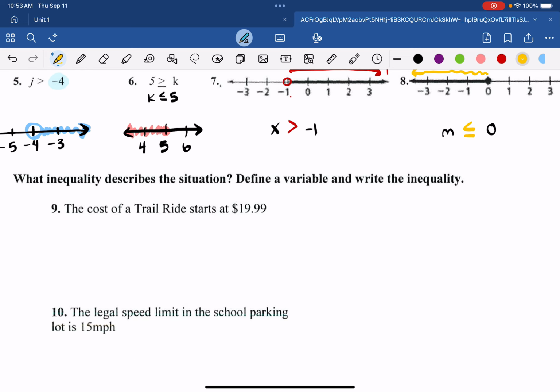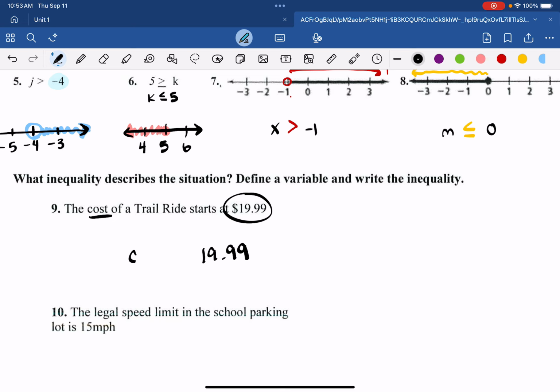Okay. Now, let's write our inequality to describe our following situations. Okay, so here at number 9, it says the cost of a trail ride starts at $19.99. So, boom, there's my critical number. Let's start there. $19.99. Let's make C our cost, right? That's what we're changing. So the cost of a trail ride starts at $19.99.